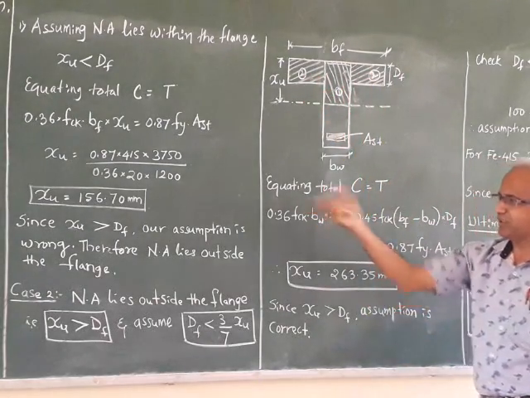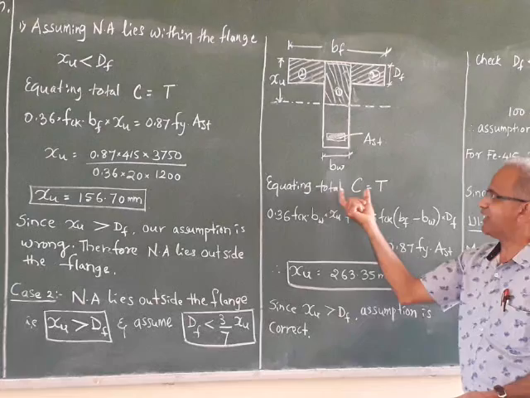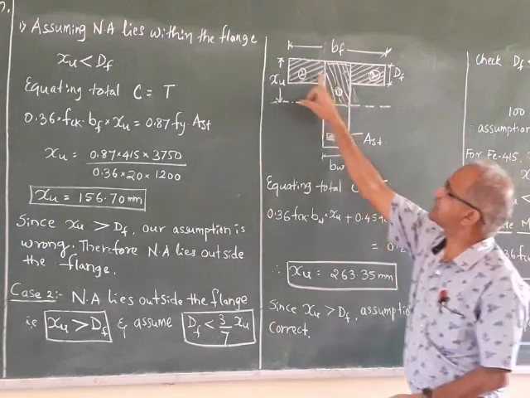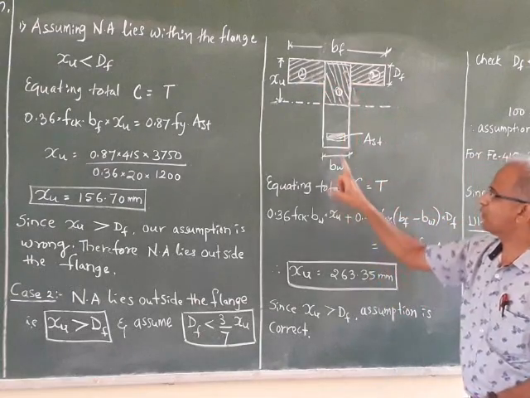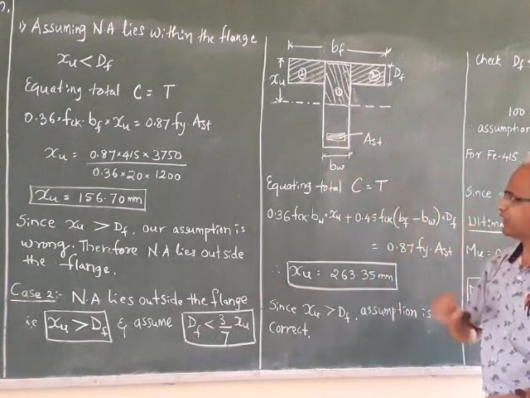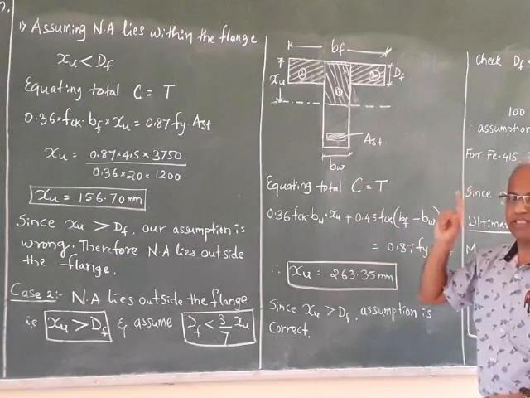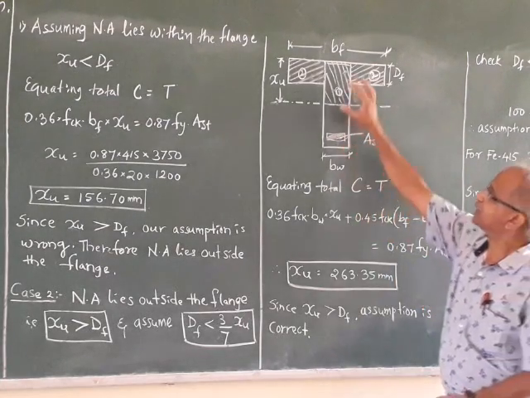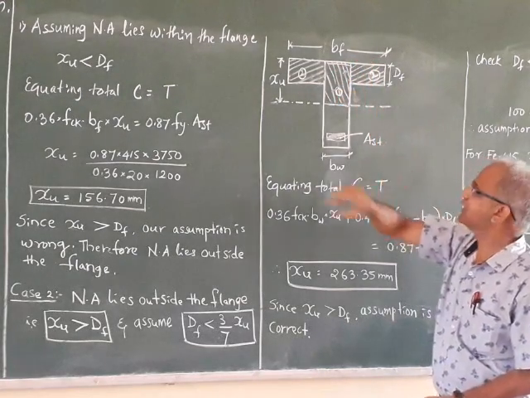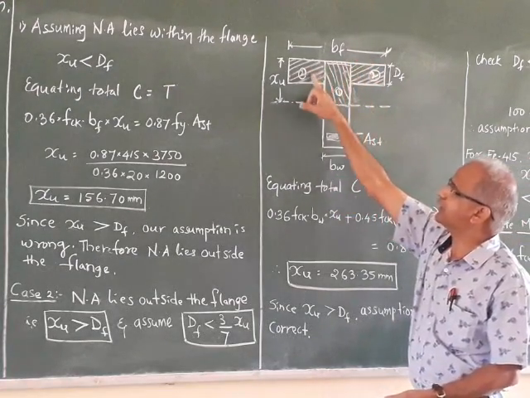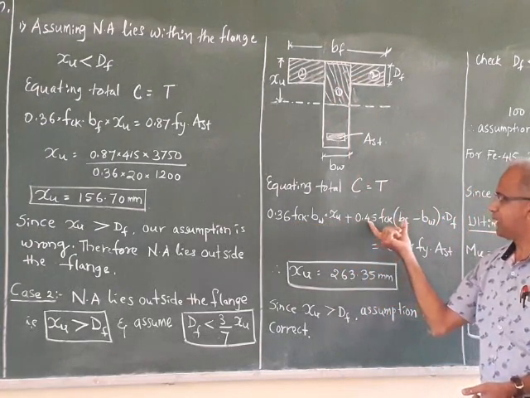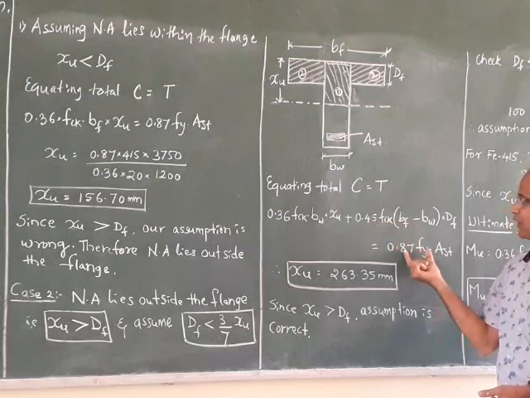Now again same procedure we are going to follow. Again equating total C is equal to total T. Total compression force in this compression zone is equal to total tensile force in this steel. That is C is equal to T. Now C is what? C is C1 plus C2. So this is rectangle 1. I can consider force in this rectangle is C1 and force in these two rectangles is C2. So C1 plus C2 is equal to T.